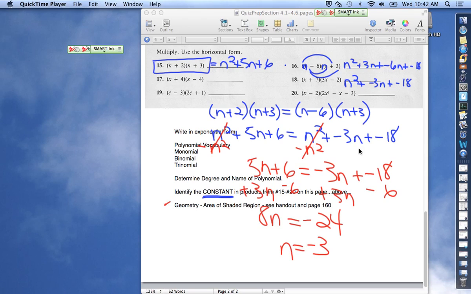You should be able to do an area of the shaded region. We've practiced that in class, so you should be able to do that. You should be able to name a polynomial based on the number of terms it has. So here, this is a trinomial. I have 1, 2, 3 distinct terms. Another trinomial, 1, 2, 3 distinct terms. If you have a single term, it's a monomial. 2 terms that are not like terms, it's a binomial. And 3 terms that are not like terms, it's a trinomial.